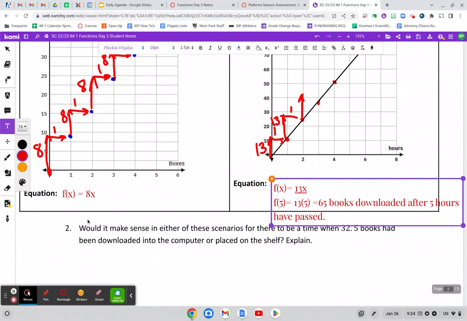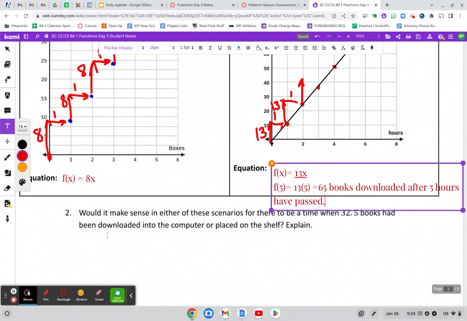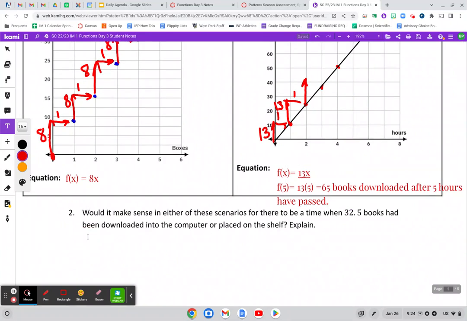All right, so would it make sense in either of these scenarios for there to be a time when 32.5 books have been downloaded into the computer or placed on a shelf?